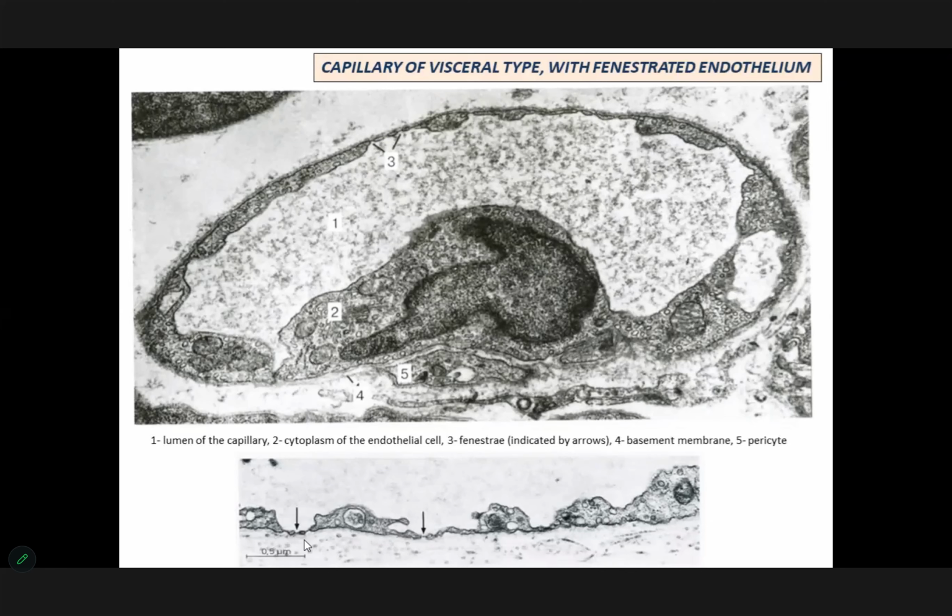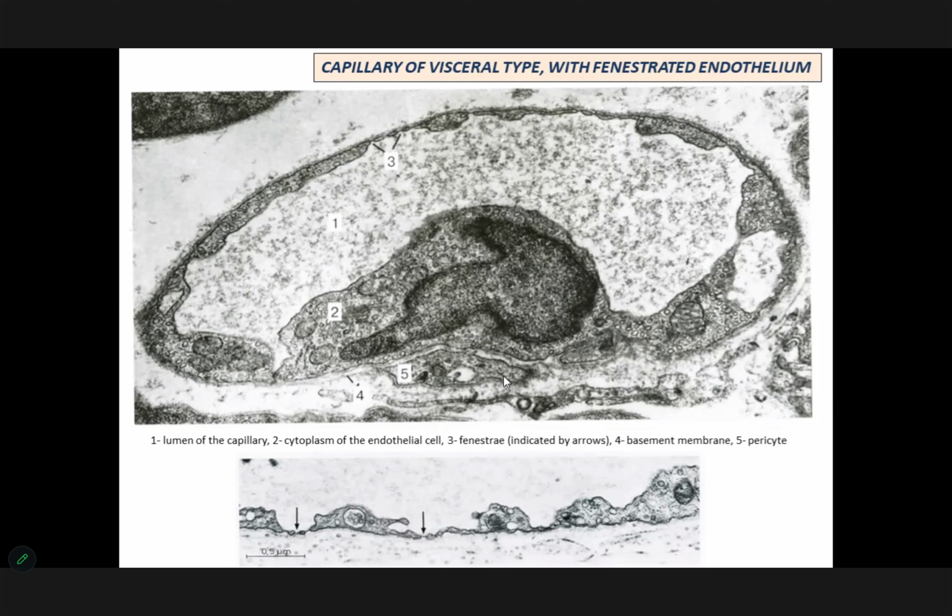Another example of these fenestrae is in the lower picture. These arrows are pointing to the fenestrae. Through these fenestrae, large molecules can easily pass through the wall into the blood. It has no gaps, no pores, and its basement membrane is continuous.